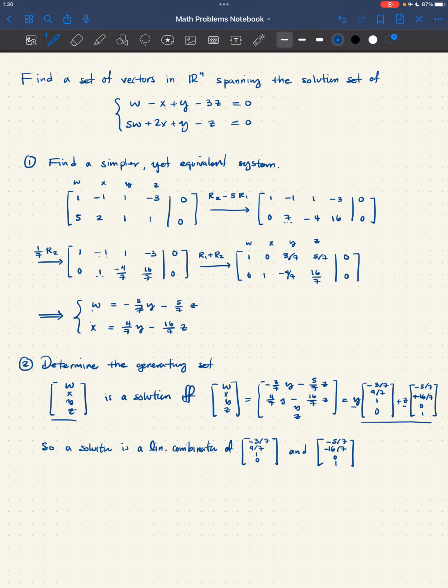And with this we're done, because what we have just found is a collection of vectors spanning the solution set of the desired system of linear equations.